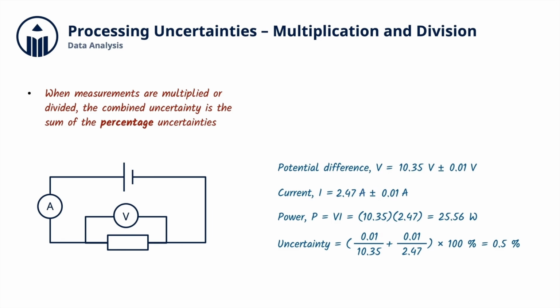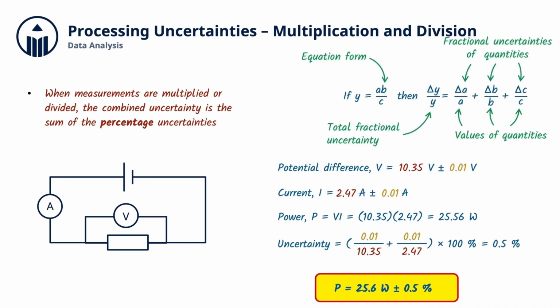The percentage uncertainty is the fractional uncertainty times by 100. This is the uncertainty divided by the value for both the potential difference and the current. This is equal to 0.5%. Therefore, the final power is 25.6 watts plus or minus 0.5%. You won't have to memorize this rule, as it is noted in your data booklet. Y is the combined uncertainty, with A and B being the values multiplied.